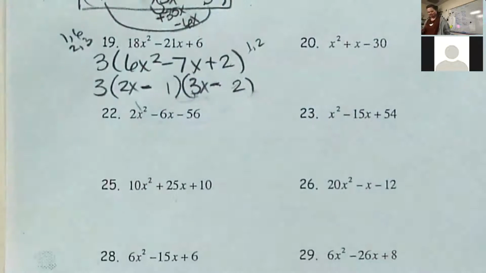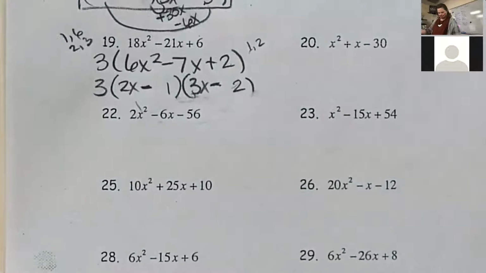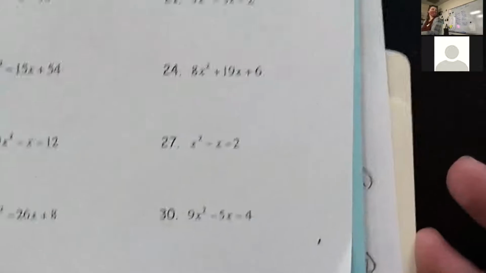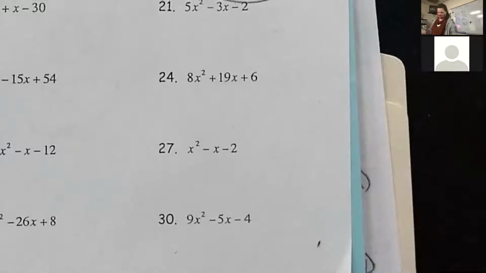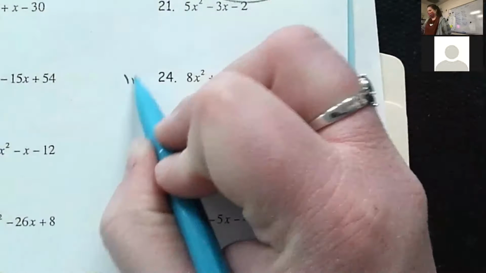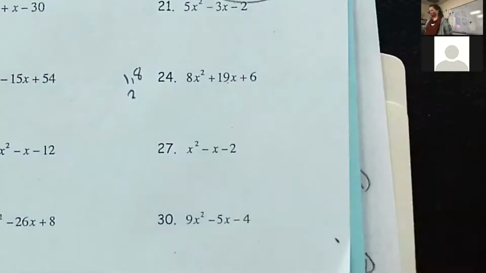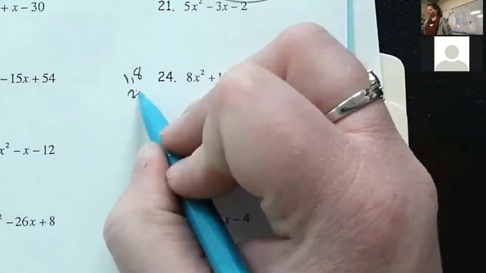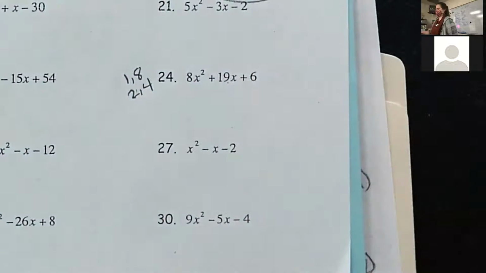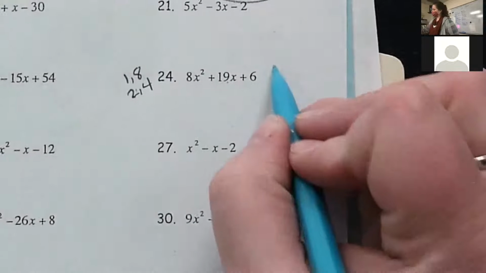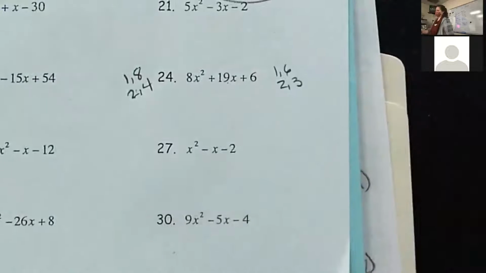Let's go over to 24. Anything I can take out of 24? No, unfortunately not. Factors of 8: 1 and 8 and 2 and 4. For 6, I got 1 and 6 and 2 and 3.